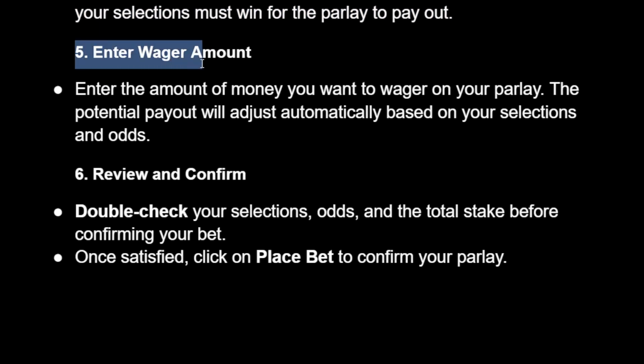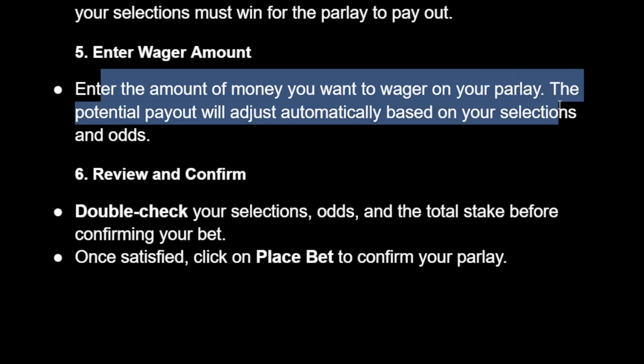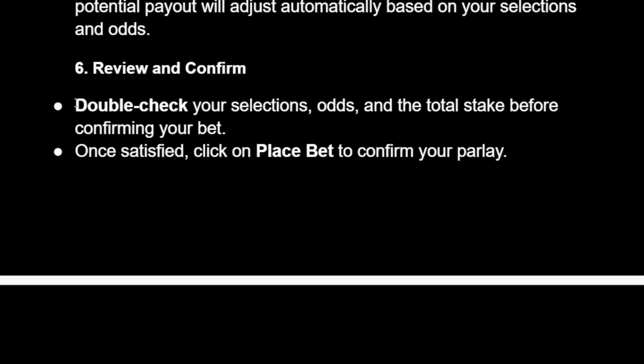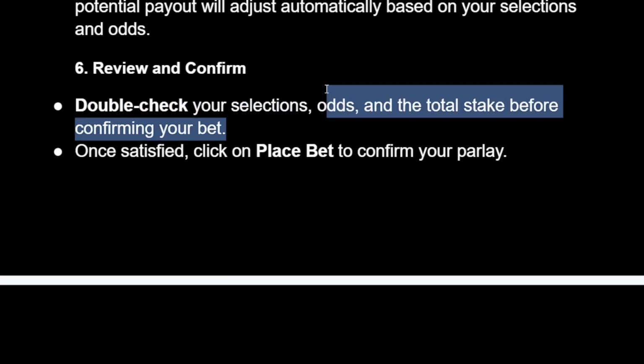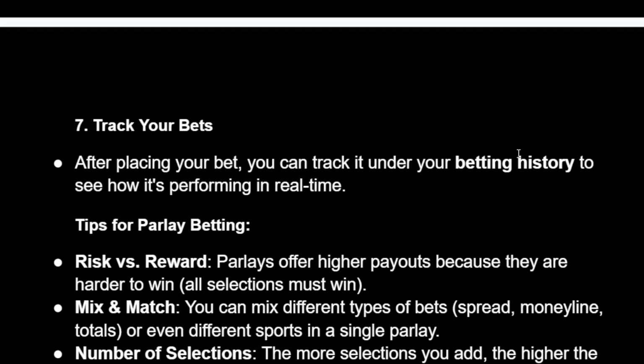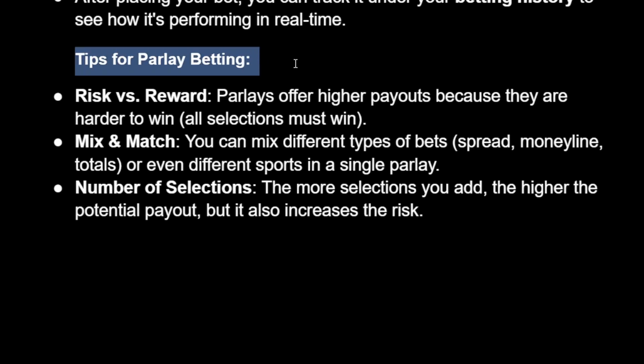The fifth step will be entering the wager amount. So you want to enter the amount of money you want to wager on your parlay. The potential payout will adjust automatically based on your selections and odds. The sixth step will be reviewing and confirming, so double check your selections, odds, and once you're satisfied, you will just click on place bet to confirm your parlay. You want to track your bets, and here are some tips for parlay betting.